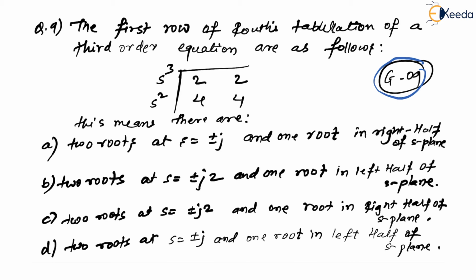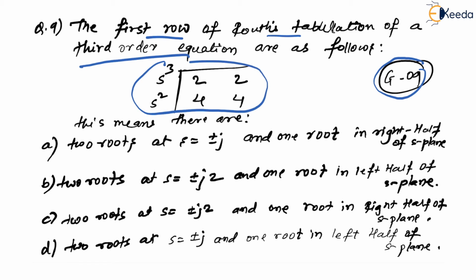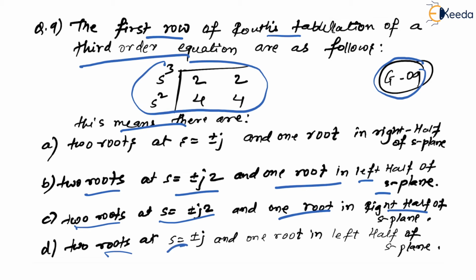Yes dear, it is a GATE 2009 question. Let us see. The first row of the Routh's tabulation of a third order equation is given. Options: two roots at s equal to plus minus j and one root in the right half of the S plane; two roots at s equal to plus minus j2 and one root in the left half; two roots at s equal to plus minus j2 and one root in the right half; two roots at s equal to plus minus j and one root in the left half of the S plane.